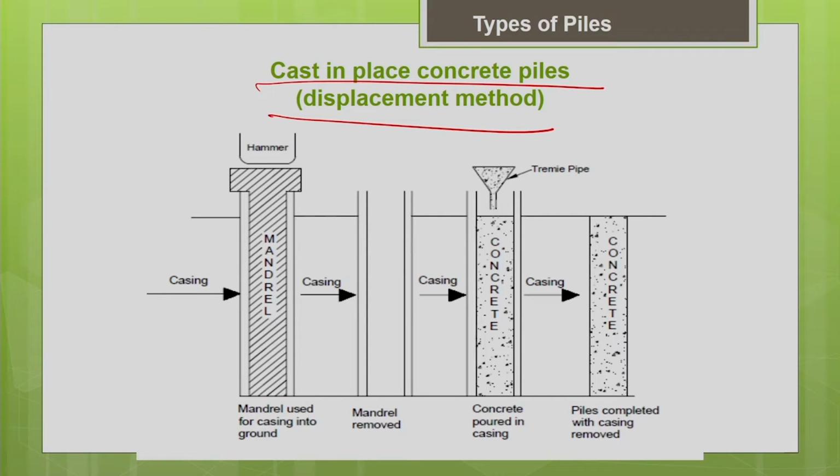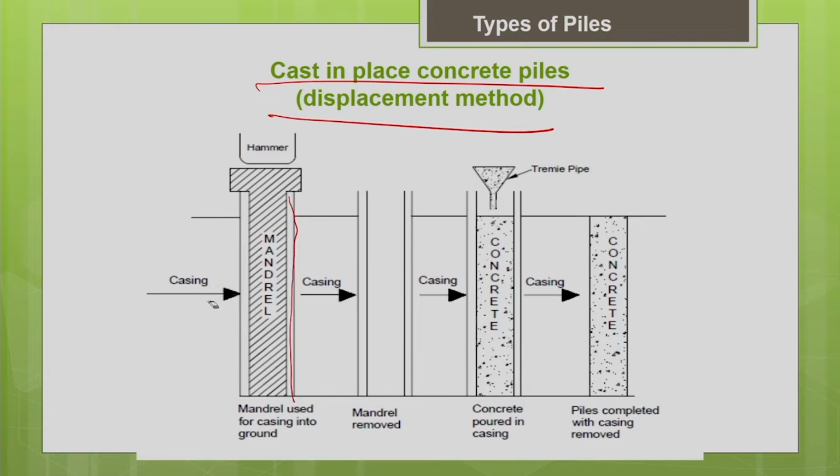So, first is, we are going to drive the steel casing into the ground. Steel casing is nothing but a steel pipe. It can be either open at the bottom or it can be closed at the bottom. So, drive the steel casing into the ground. Okay, this is your casing, you can see that.